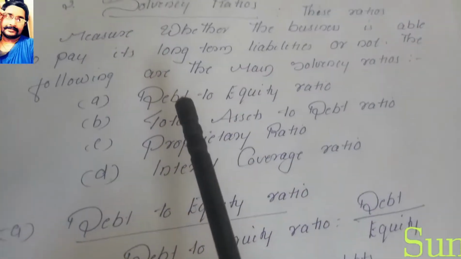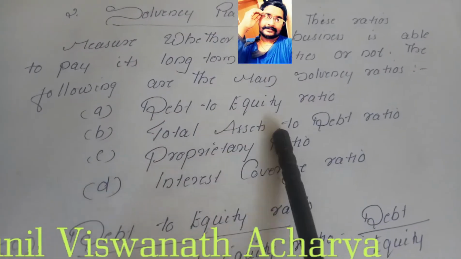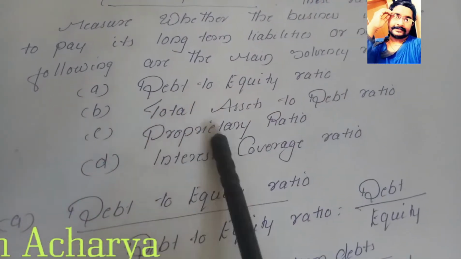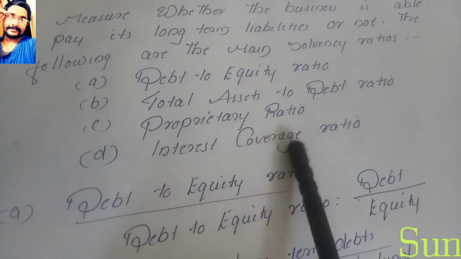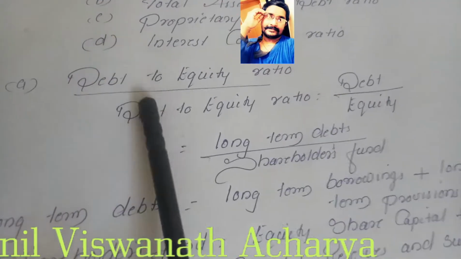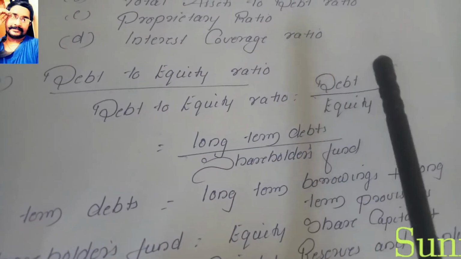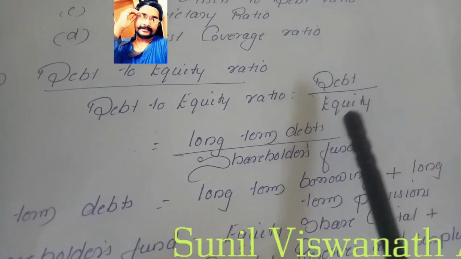So which are the solvency ratios? First, debt equity ratio. Second, total asset to debt ratio, proprietary ratio, and interest coverage ratio. So one by one we can explain. First one is debt equity ratio. We calculate debt equity ratio by debt divided by equity.